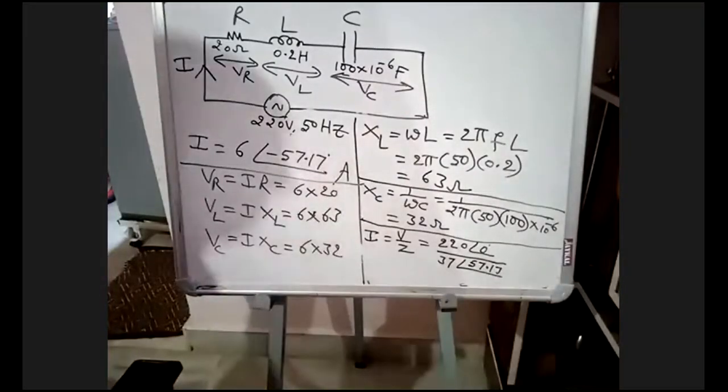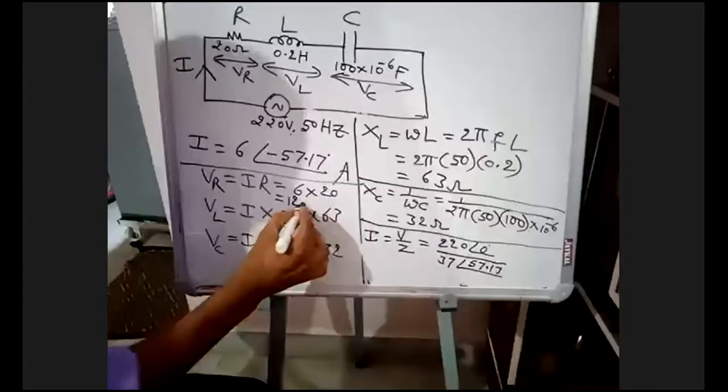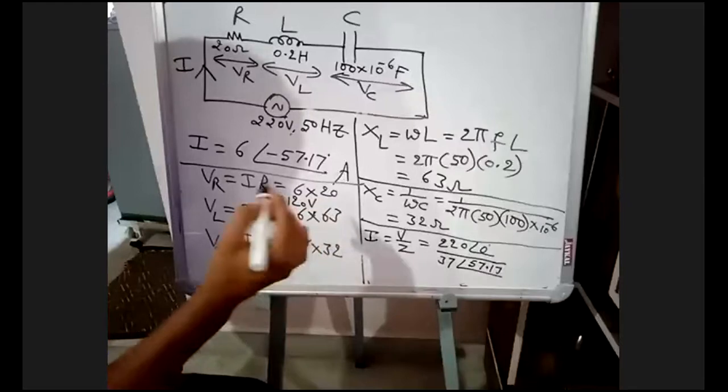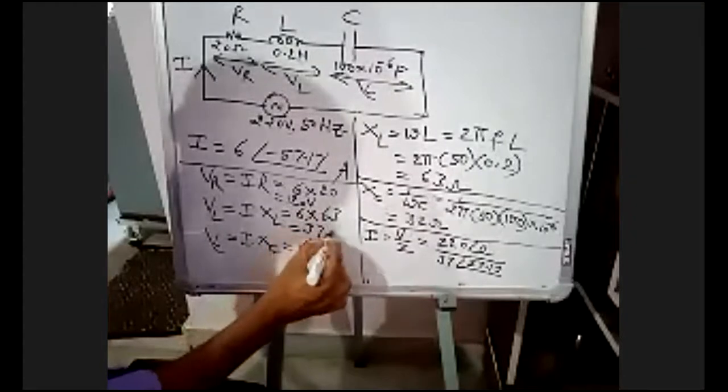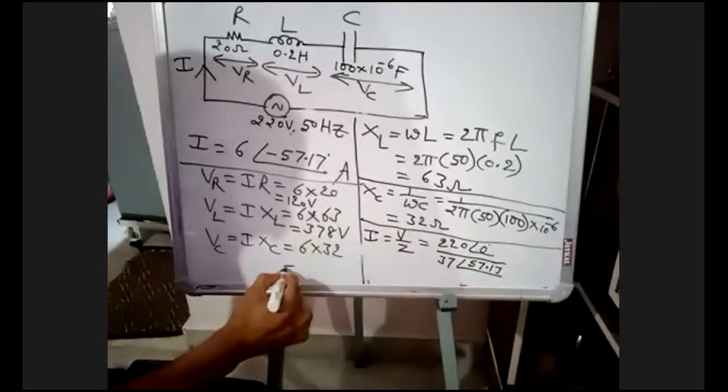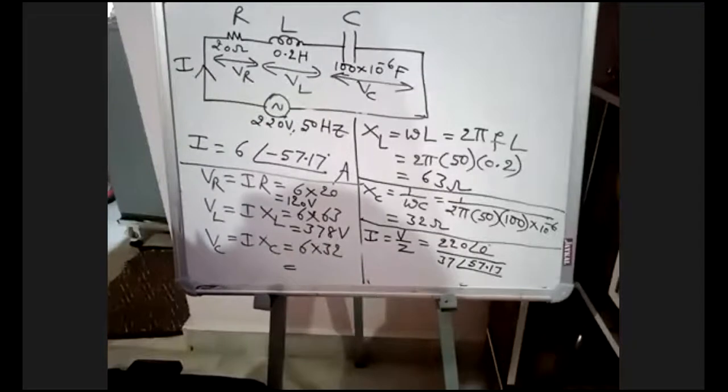What is the value of VR? 120 volts. VM? 378 volts. This one, 192.